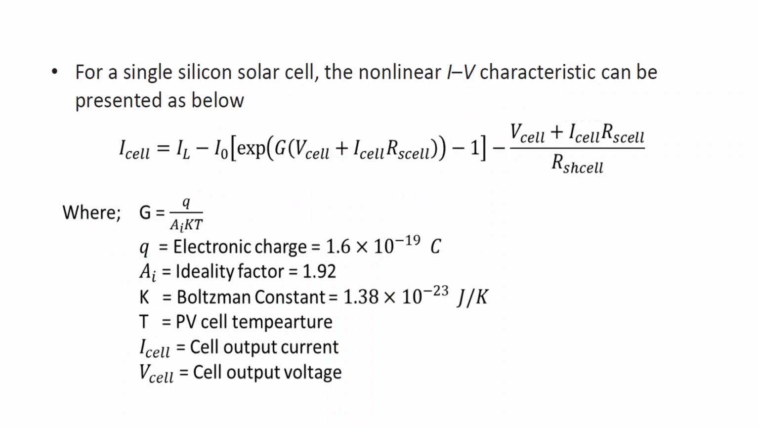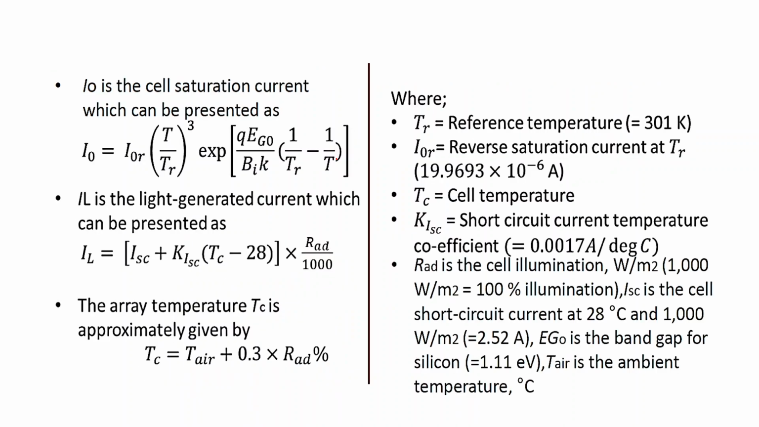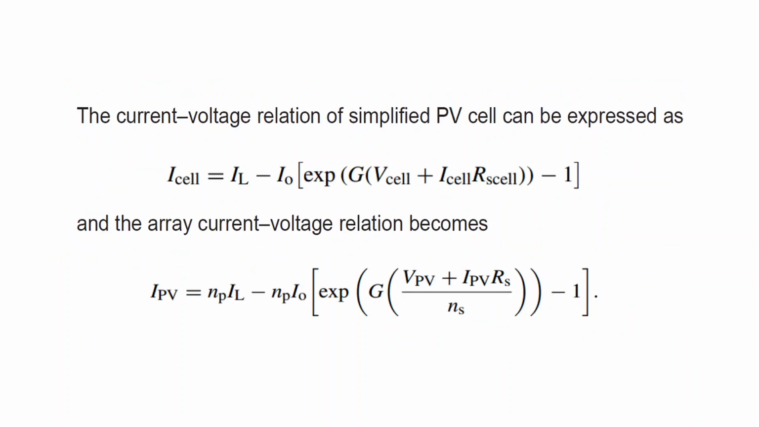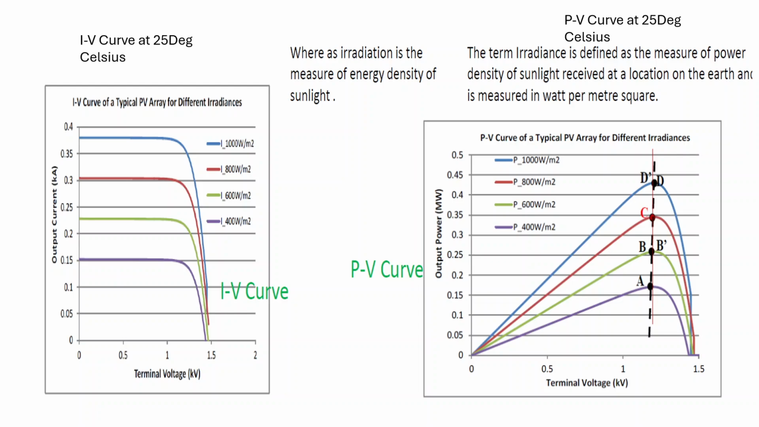Now coming towards the next, this is the current cell. This equation is the current voltage relation of a simplified cell, I is equal to IL minus I, exponential like this. Now coming towards the most important thing, the IV curve at 25 degree.